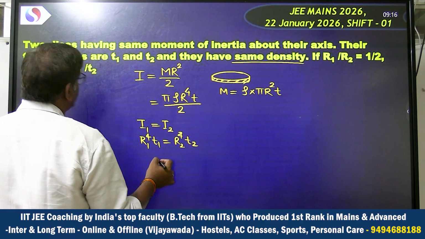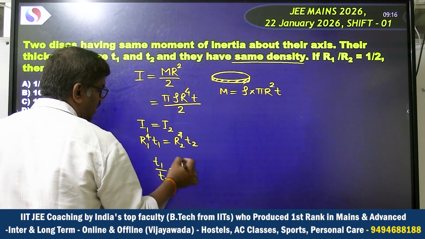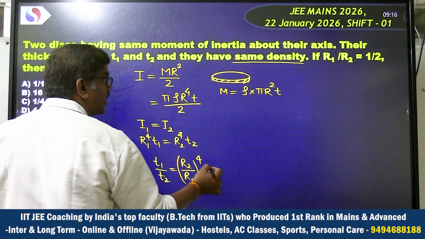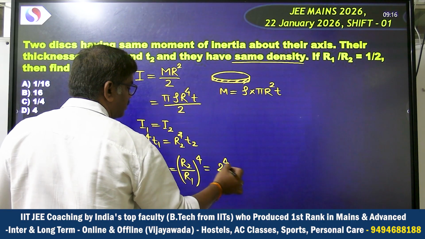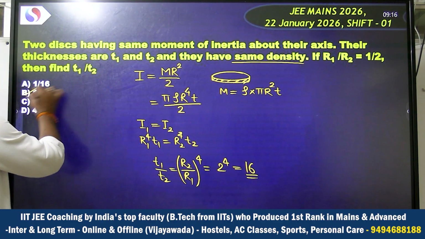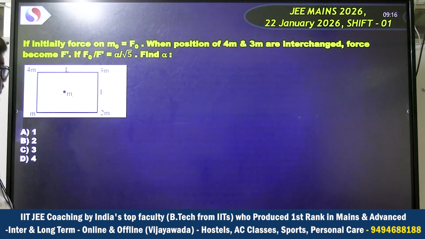What we have to find out? The ratio of thicknesses, T1 by T2, which is going to be R2 by R1 whole to the power 4. R2 by R1 is given to you as 2, 2 to the power 4, which becomes 16. So 16 is the right answer for this question. All right, move to the next one.